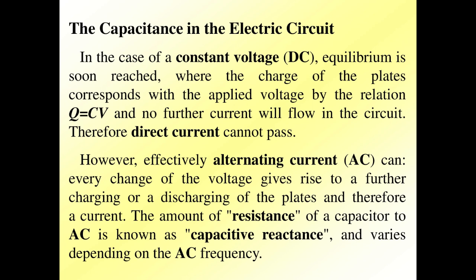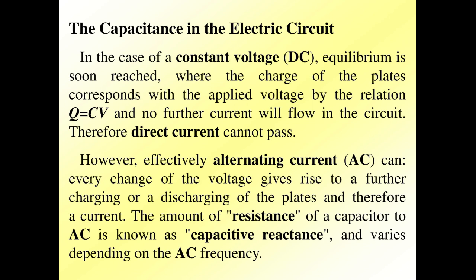In the electric circuit in the case of a constant voltage, DC, equilibrium is soon reached, where the charge of the plates corresponds with the applied voltage by the relation Q is equal to CV, and no further current will flow in the circuit. Therefore direct current cannot pass. However, effectively alternating current, AC, can.